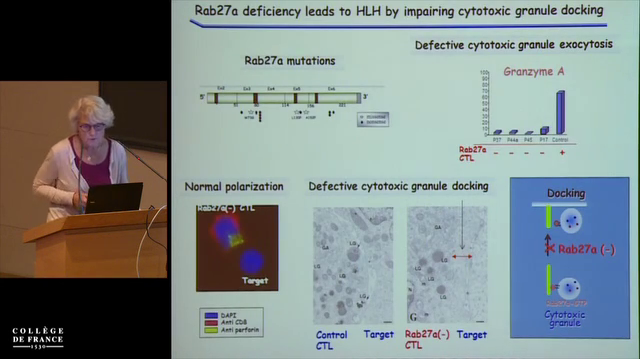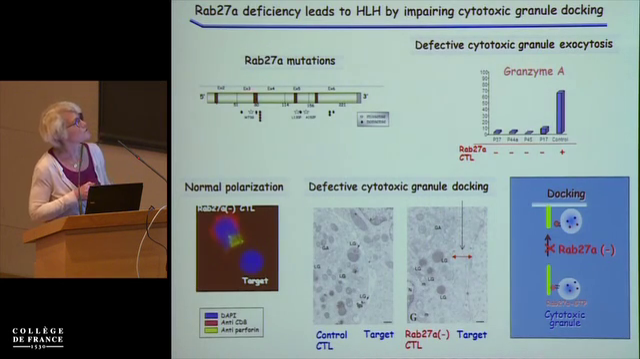One is due to biallelic mutation in the small GTPase, RAB27A, and defects in this GTPase affect the ability of lymphocytes, here from different patients, to exocytose the content of the granules and secrete granzyme A. But this defect in RAB27A does not affect the formation of the complex between cytotoxic cells and target cells, nor the polarization of the cytotoxic granules.